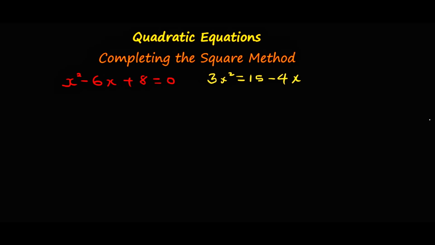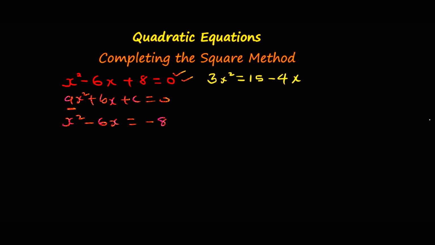So the first step in completing the square is to rewrite the equation in standard form, that is in the form ax squared plus bx plus c is equal to 0, of which our equation is already in that form. Then the next step would be to make sure that a, that is the coefficient of x squared, is 1. So ours is already in that form. So the next thing would be to move the constant term to the right hand side. So we're going to have x squared minus 6x is equal to minus 8.